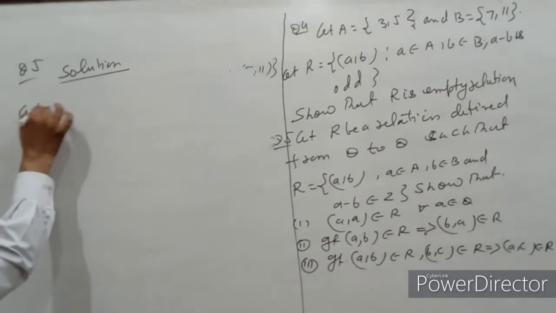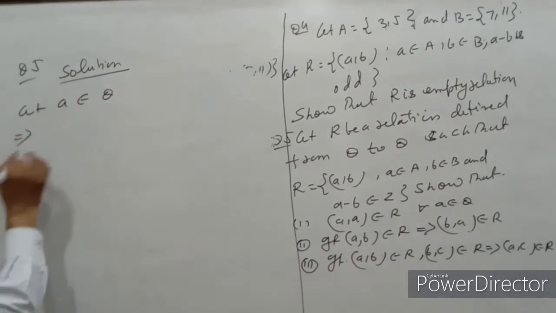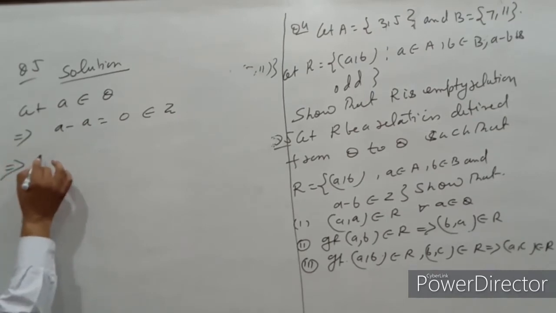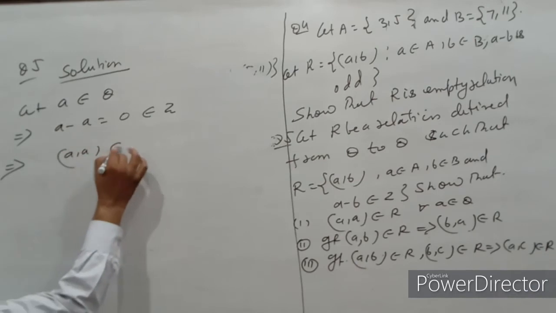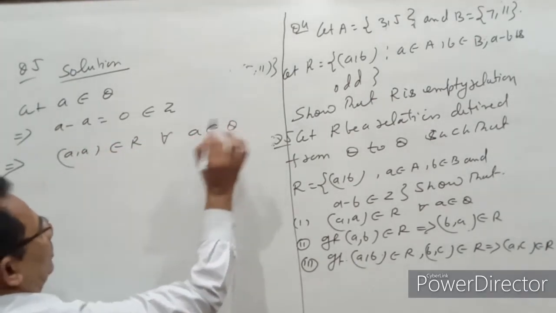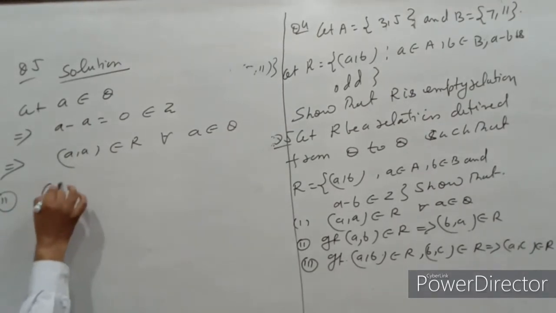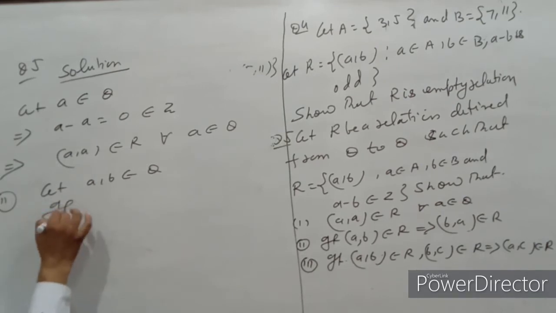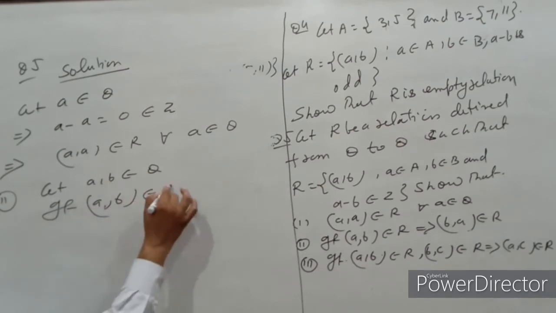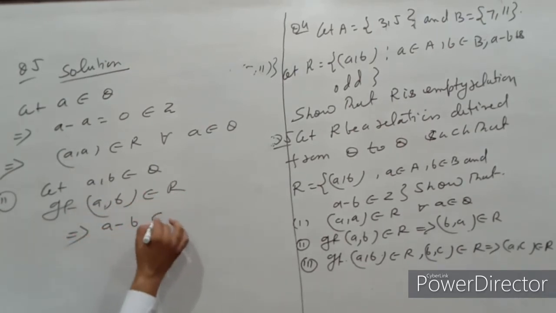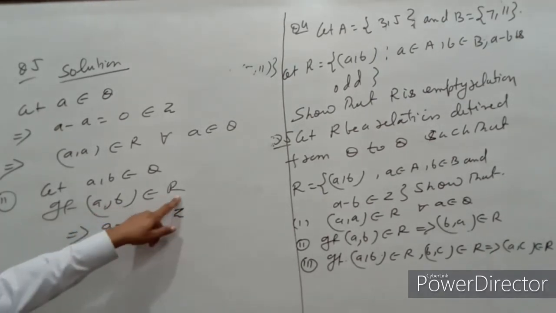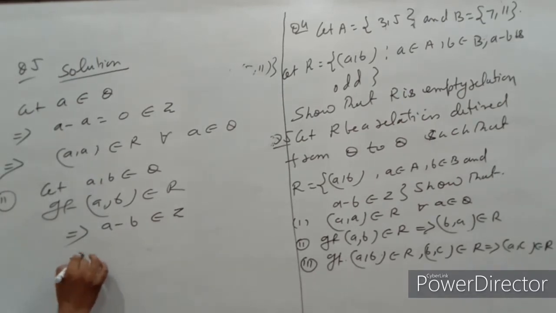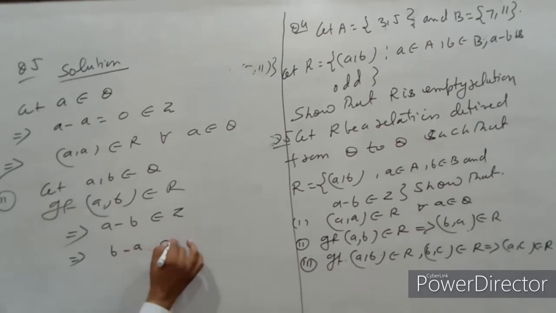So here solution. Let a belong to Q, for all a belonging to Q. So this implies that a minus a is equal to 0, and 0 belongs to Z. So this implies that, first part में, (a, a) belongs to R for every a belonging to Q. Second part देखिए, let a, b belong to Q and if ordered pair (a, b) belongs to R, this implies that a minus b belongs to Z. अगर ऑर्डर पेयर (a, b) R का एक एलिमेंट है तो a minus b एक इंटीजर होगा, बिलोंग करेगा Z को, और this implies that b minus a also belongs to Z.